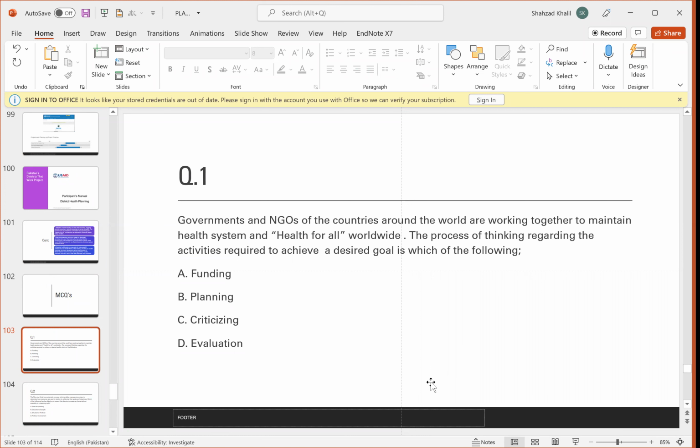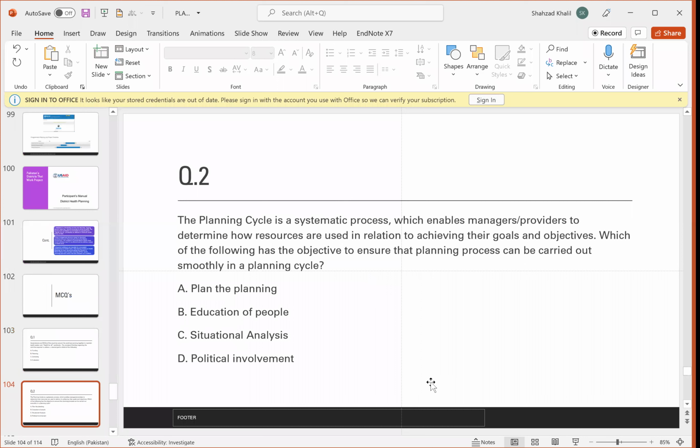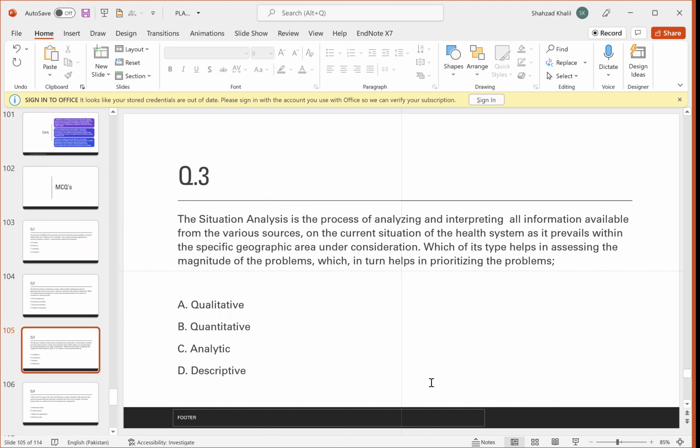B. Anyone? Yes, planning is the correct answer. Number 2, the planning cycle is a systematic process which enables managers and providers to determine how resources are used in relation to achieving their goals and objectives. Which of the following has the objective to ensure that the planning process can be carried out smoothly in a planning cycle? Plan the planning, educational, situational, and political involvement. A. Yes, A is the correct answer.